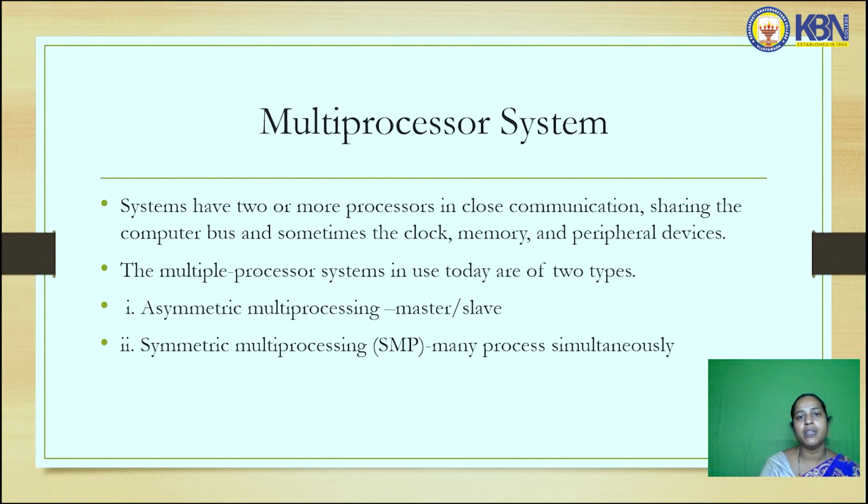Multi-processor system. Here the name itself indicates multi means more than one processor. Two or more processors in close communication with each other, sharing the same bus, are known as a multiprocessor system. There are two types: asymmetric multiprocessor and symmetric multiprocessor. In asymmetric multiprocessor we have master and slave. Master acts as the leader and the slave processors listen to the master processor. For example, in our class, the class leader acts as the master and the remaining students act as slaves.